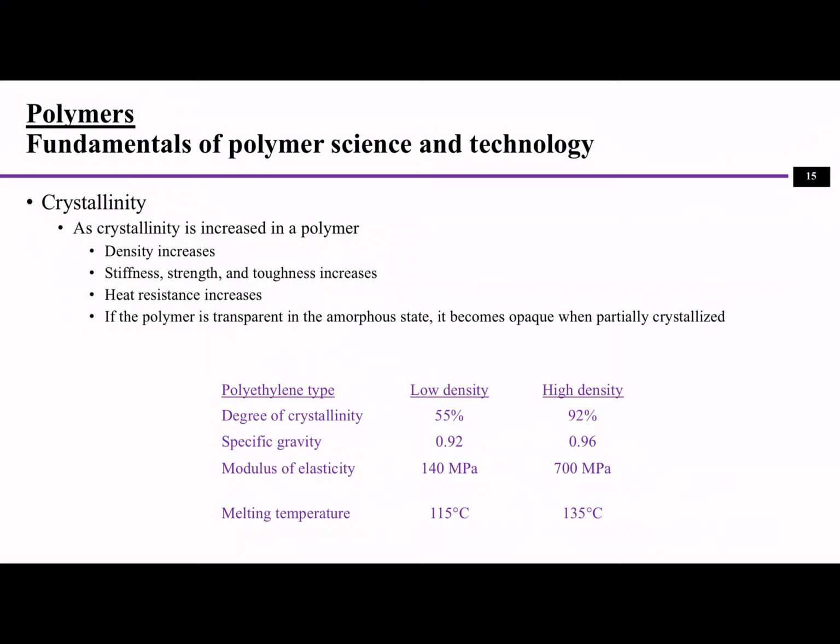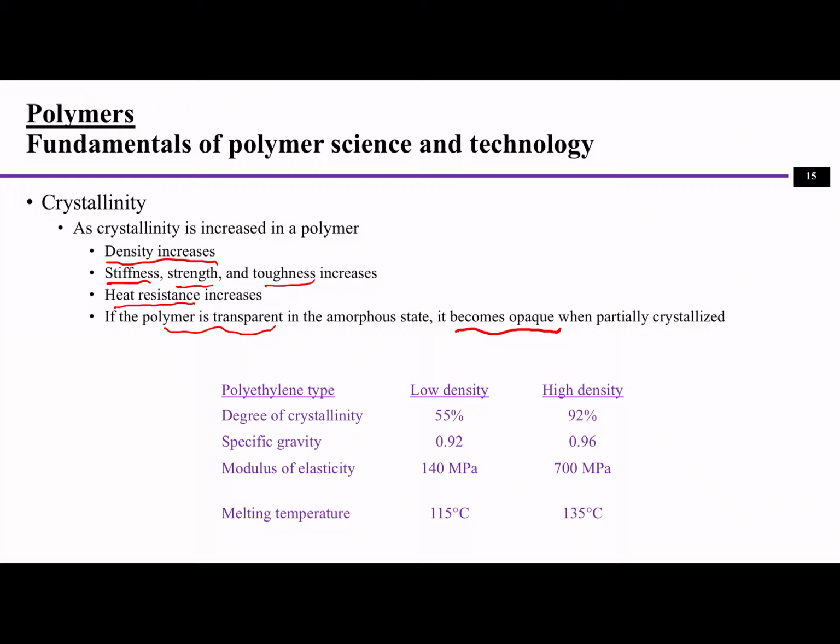When polymers have some crystallinity, what it means is that their density will increase. So basically, they will start to have some properties like metals, right? Stiffness, strength, toughness, and also heat resistance. And if the original polymer is transparent in its amorphous state, then if it has some crystalline structure, it will become opaque, because it forms a more solid and crystalline structure in that polymer.